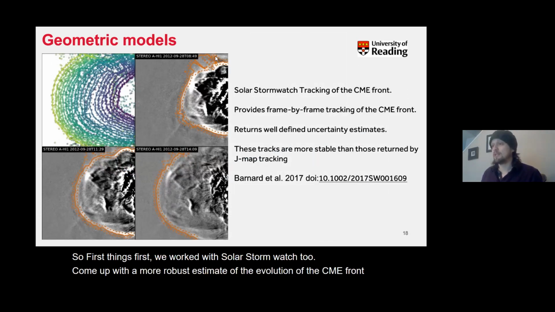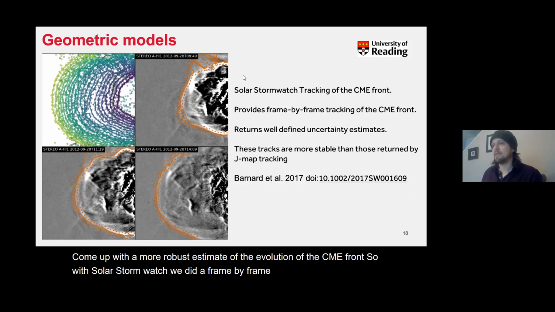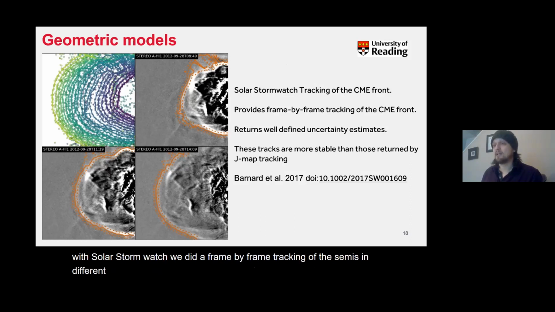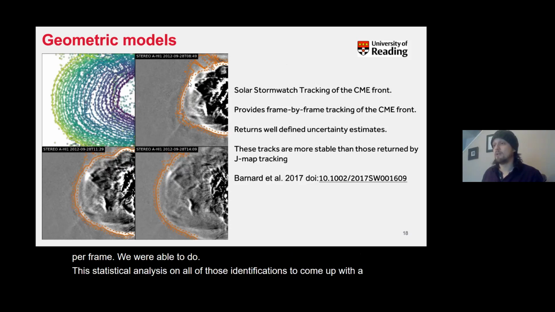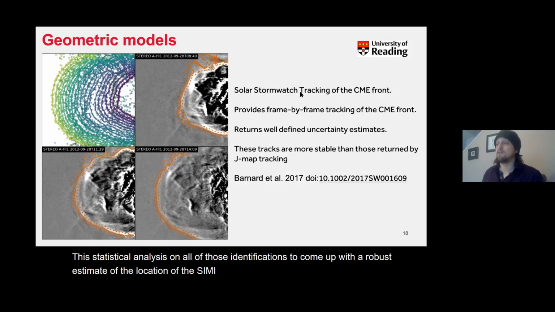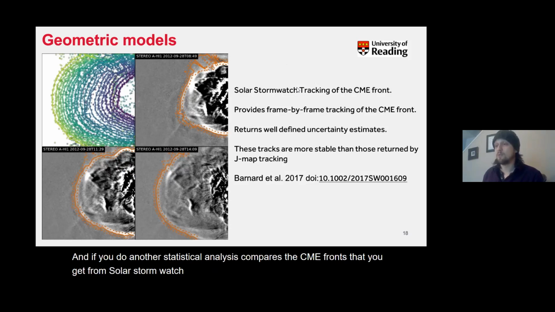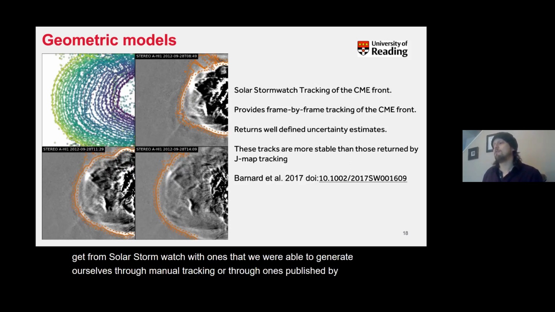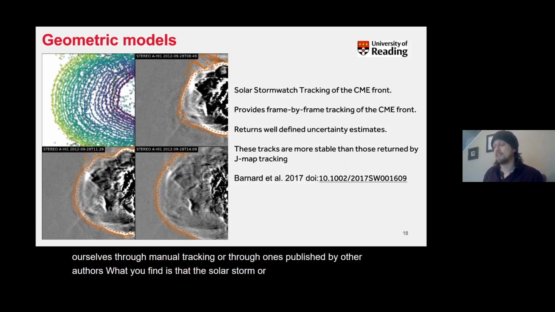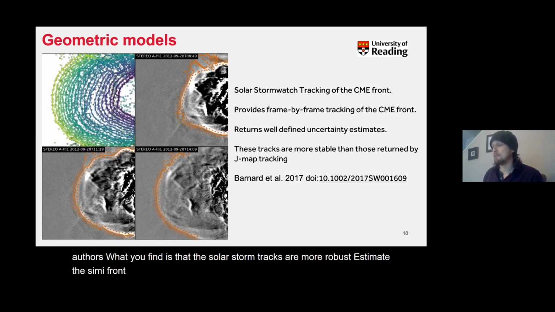With Solar Storm Watch, we did a frame by frame tracking of the CMEs in different images. By collecting, I believe, around 10 classifications per frame, we were able to do statistical analysis on all of those identifications to come up with a robust estimate of the location of the CME front, but also the uncertainty on that. If you do another statistical analysis that compares the CME fronts from Solar Storm Watch with ones that we generated ourselves through manual tracking or ones published by other authors, you find that the Solar Storm Watch tracks are a more robust estimate of the CME front that tracks features more stably.